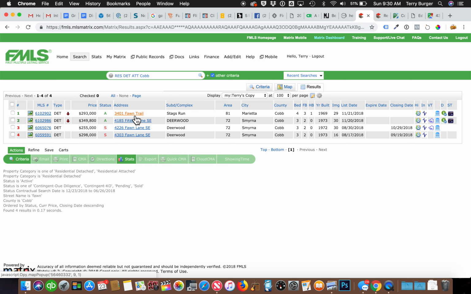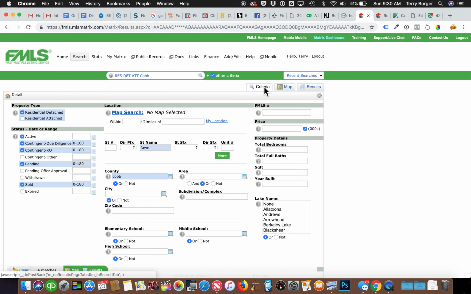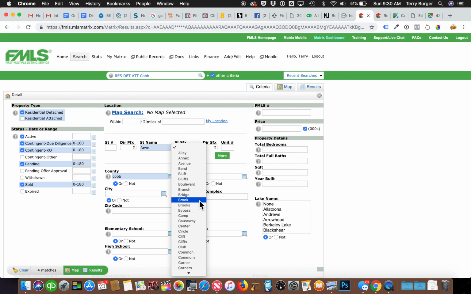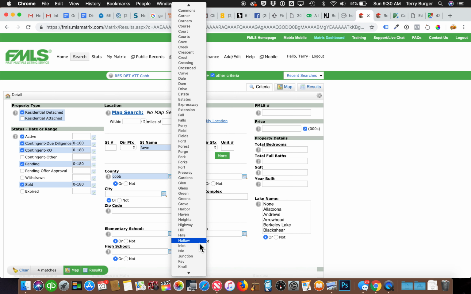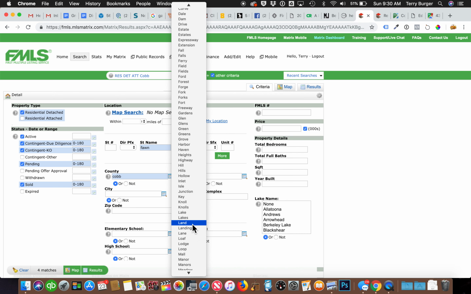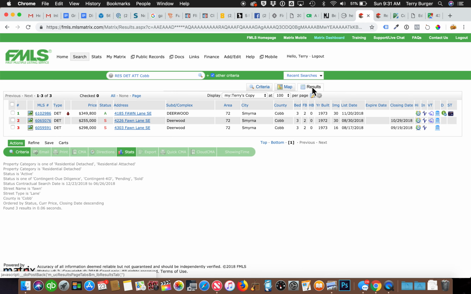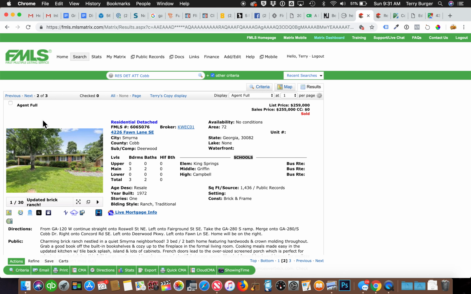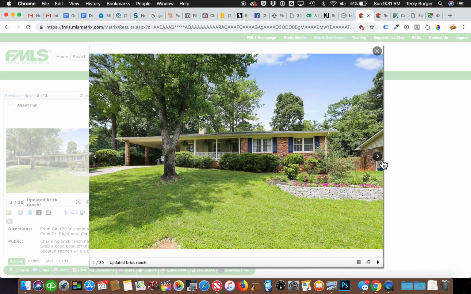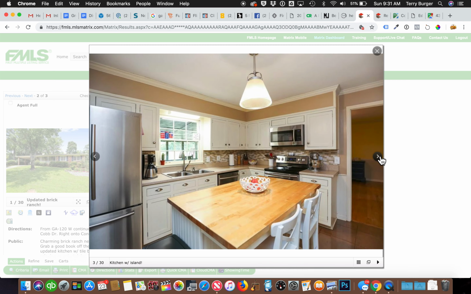Now this one is not in the same subdivision. I think what I need to do is go in here and put the street suffix. Fawn Lane is what we're interested in. Yeah, Fawn Lane, not Fawn Street. Okay, so now this is not a lot of sales, right? We have one at 255 and one at 298. So I'm going to look at those and try to figure it out. I might thumb through these photographs and just kind of see what we have.